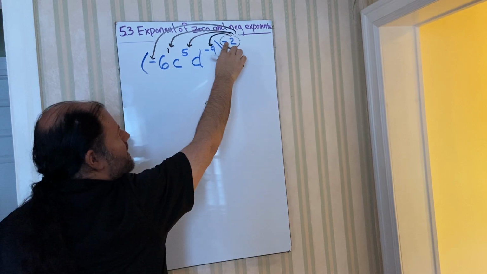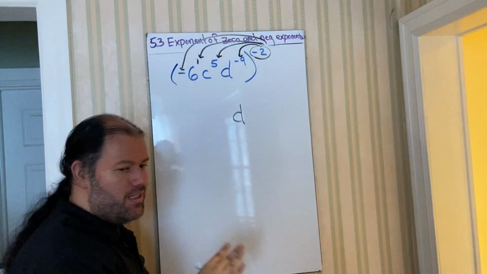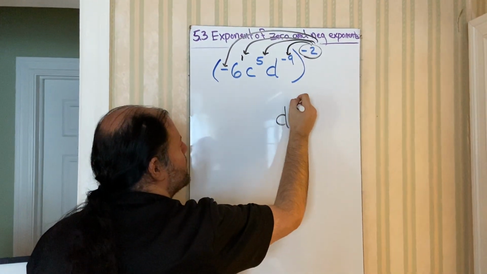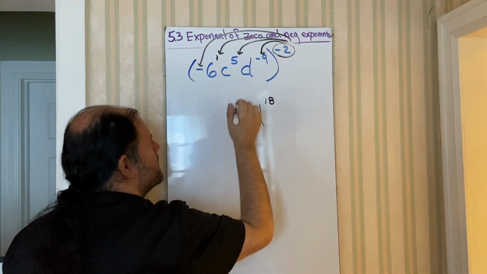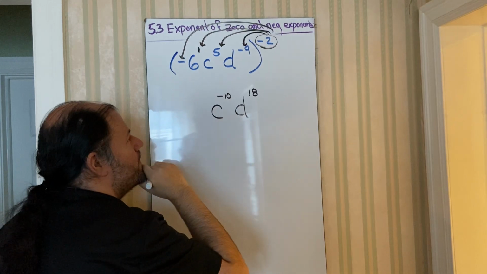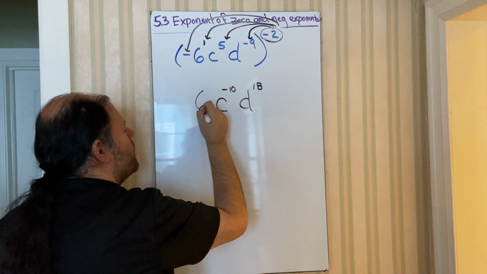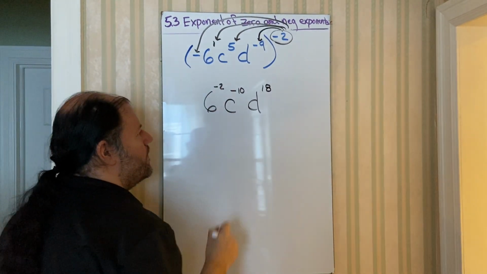-9 times -2, negative times negative, remember, multiplication, tic-tac-toe board. Hopefully you realize it's going to be a positive 18. This times this, -10. 1 times -2, remember, only by exponents, not to the base itself, -2.